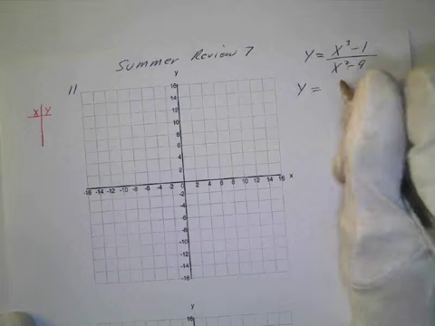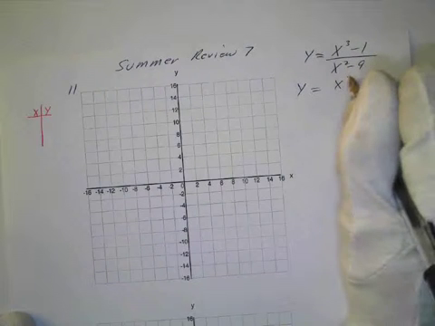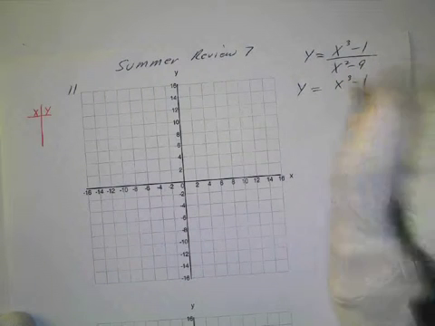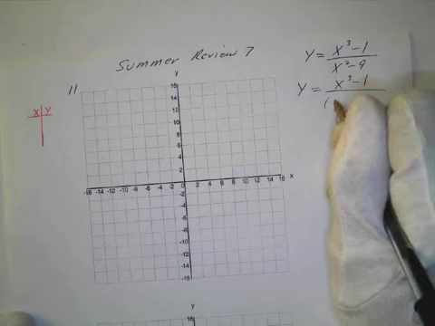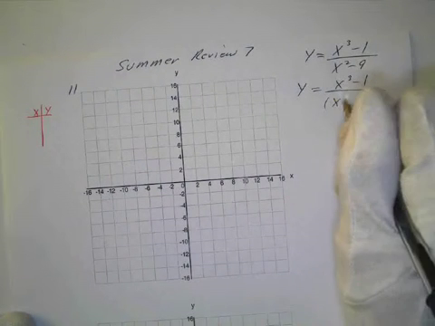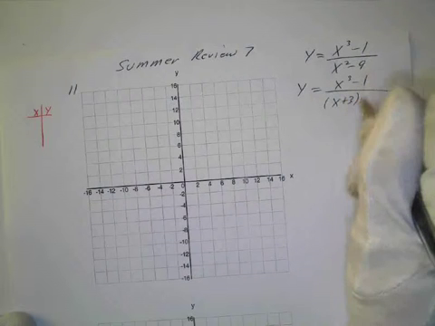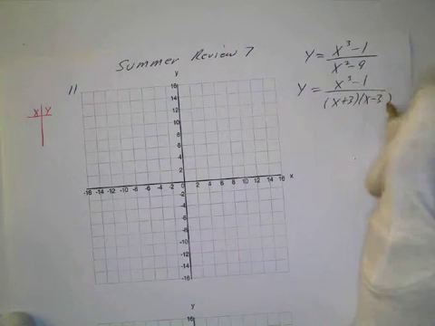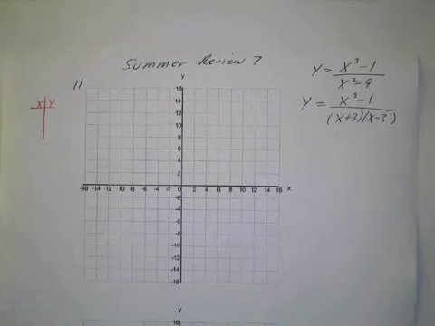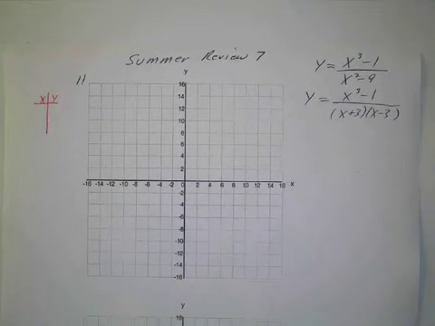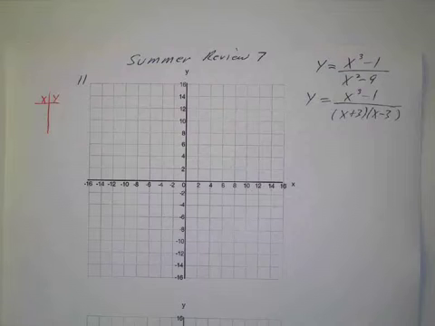I don't really need to factor the top because nothing's going to cancel, I did it kind of in my head, but on the bottom I'm going to need that for the vertical asymptotes: x plus 3 times x minus 3. That's going to help me there with the vertical asymptotes. Okay, and we first try to find some zeros.